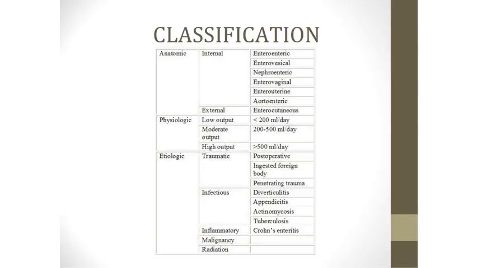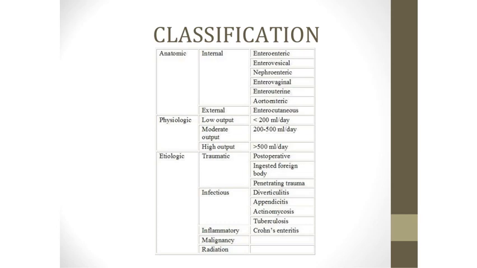Classification of gastrointestinal fistula anatomically may be internal or external. Internal ممكن تبقى enteroenteric, enterovesical, nephroenteric, enterovaginal, enterouterine, aortoenteric. external لما تبقى فاتحة على السكن بيبقى اسمها enterocutaneous fistula.